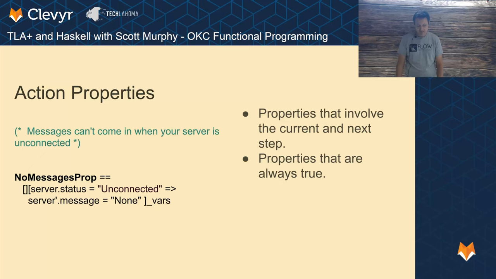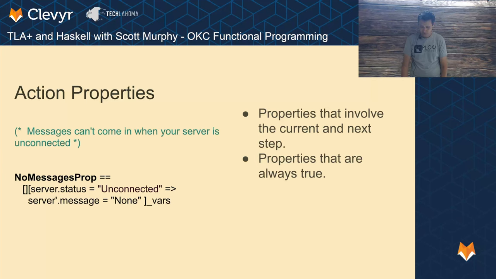The way that Leslie Lamport describes this is you imagine that every single variable in the entire world is always there, and we only care about these two. I'm sure that's not what's actually happening, but it's a good way of thinking of it. So this is saying that if our status goes to unconnected, the next state, so server prime, we should see that go to none always. So it's a good property to make sure you have.